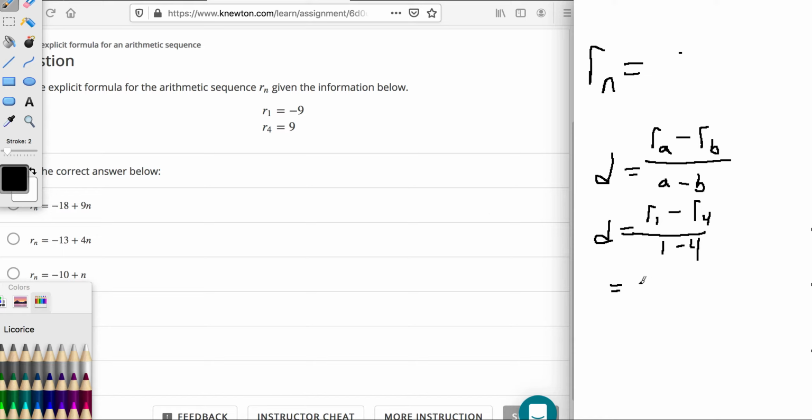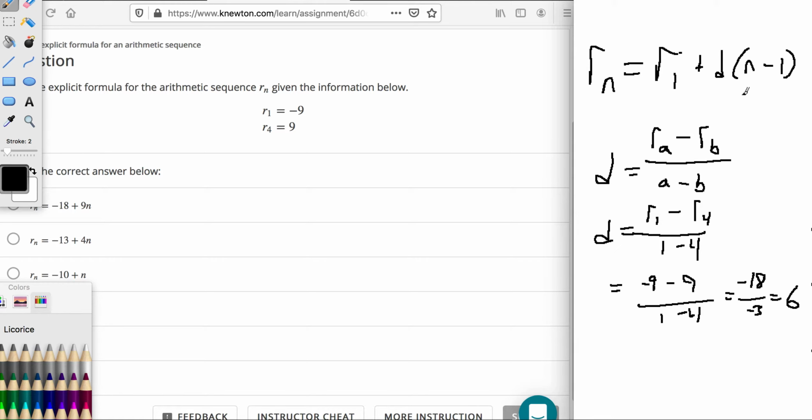So my r sub 1 value was negative 9. My r sub 4 value was 9, and I got 1 minus 4. That gives me negative 18 over negative 3, which gives us a positive 6 for our common difference, okay? And so the formula in general for a sequence, they usually write like this. Plug in d, plug in your first term, and then you've got your recipe for the rest of the terms of the sequence. My first term was negative 9. I got a positive 6 for my common difference, and that's the formula.